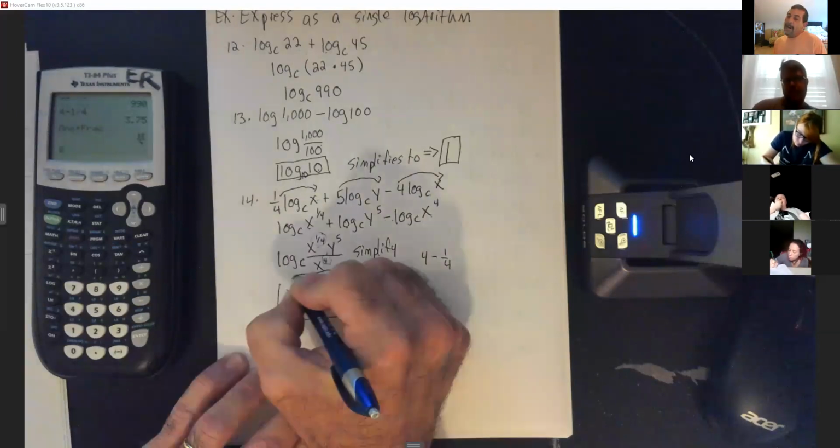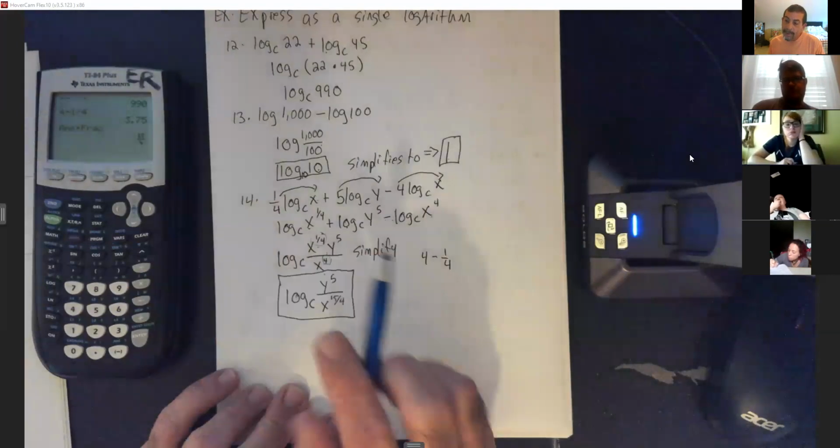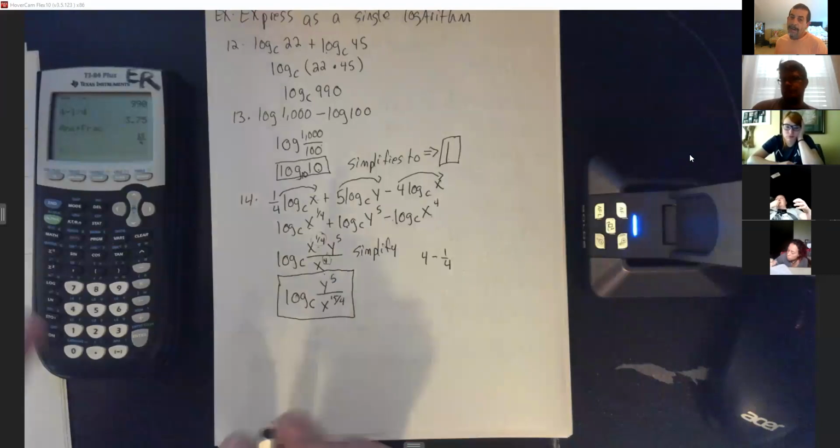So just remember, anytime you get fractional answers like this, you're not allowed to have the same variable on the top and on the bottom. You got to simplify them by subtracting them out.